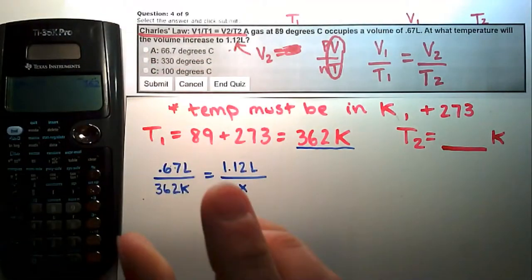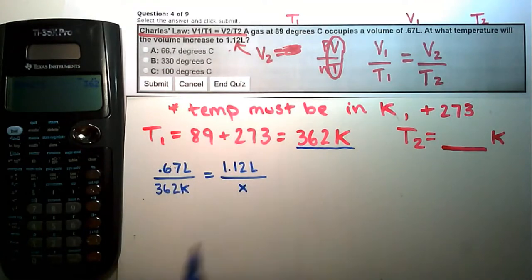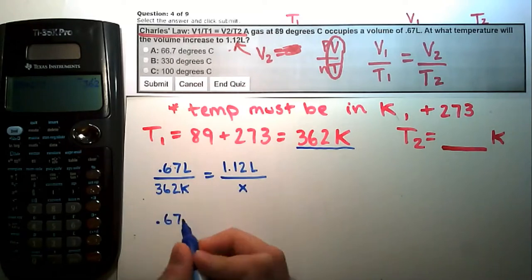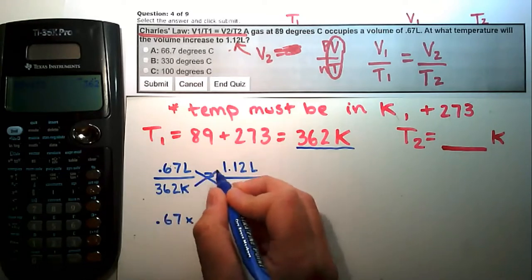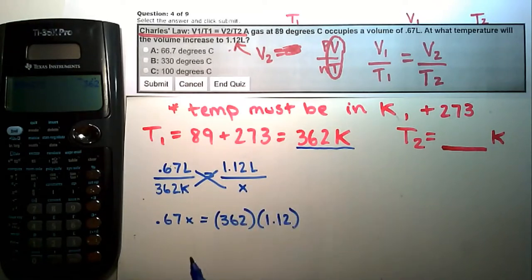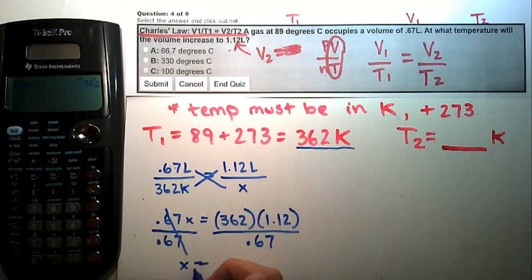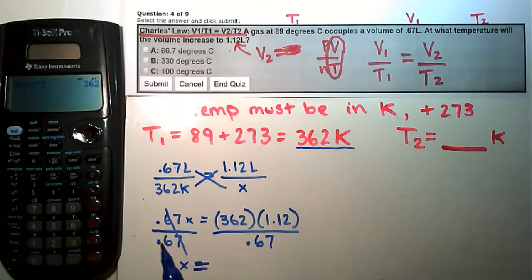To solve this, I'm going to move my light a little bit to make it a little brighter. To solve this, we want to cross multiply. So 0.67 times X will equal 362 times 1.12. I'm going to leave out my units now. 0.67x equals 362 times 1.12. Sorry about that. Now to solve for x, I need to divide by 0.67 on both sides. So we're going to end up with x equals 362 times 1.12 divided by 0.67.